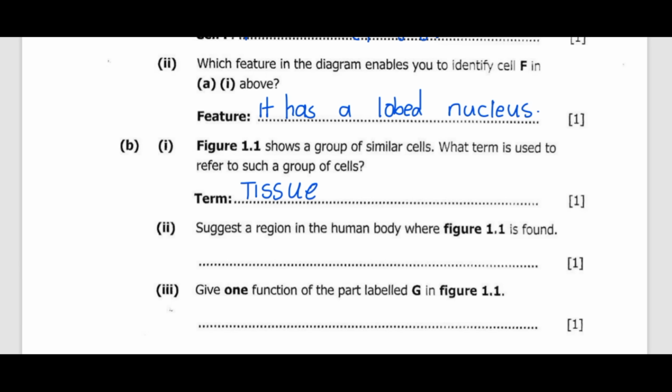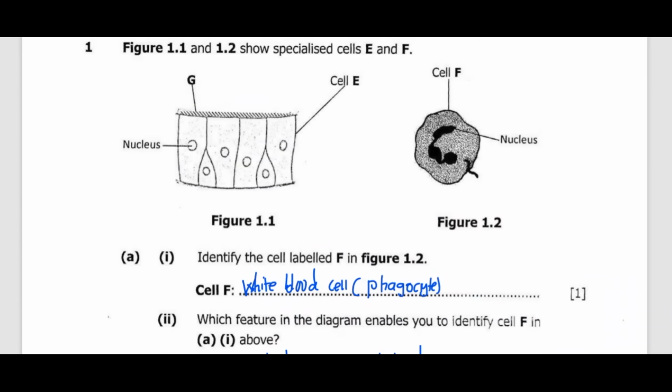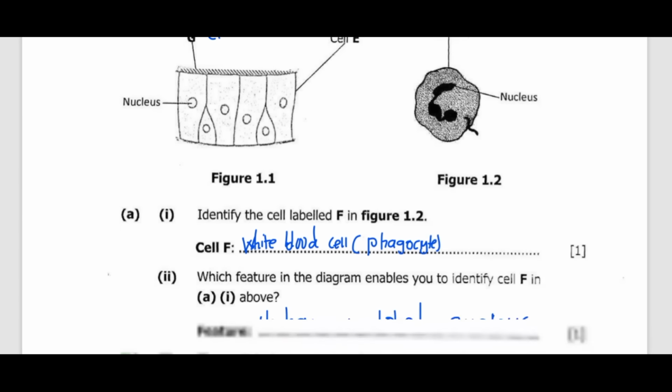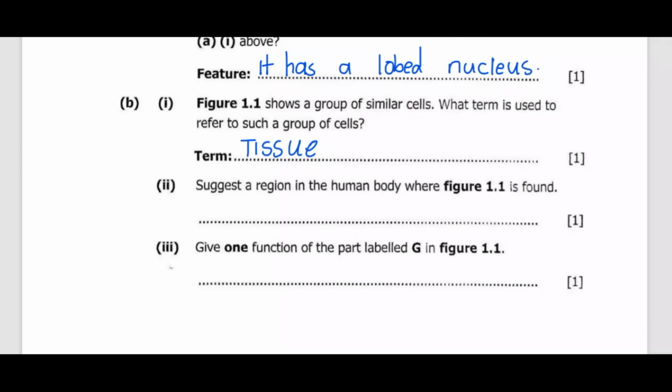Then Roman number 2 asks for a region in the human body where figure 1.1 is found. Looking at figure 1.1, we can see that this structure G, these are cilia. Then cell E, these are ciliated cells. This kind of cell or structure is found along the trachea or windpipe.